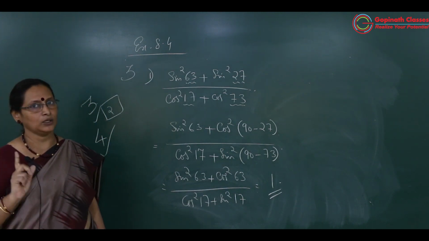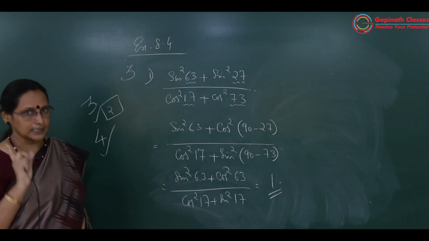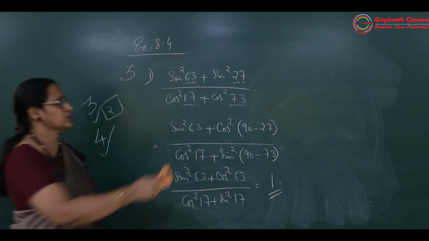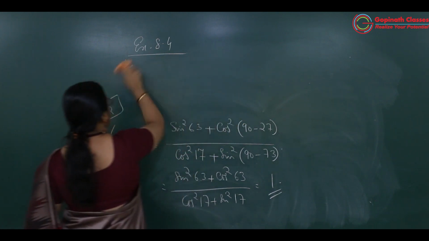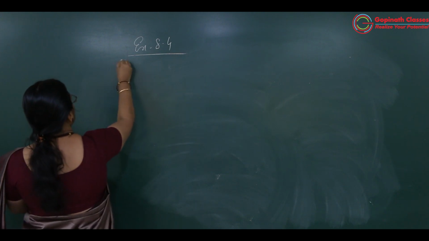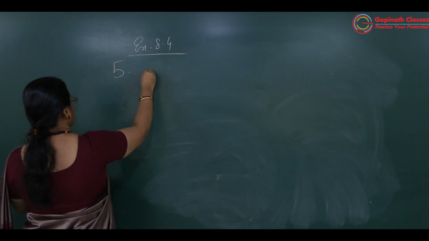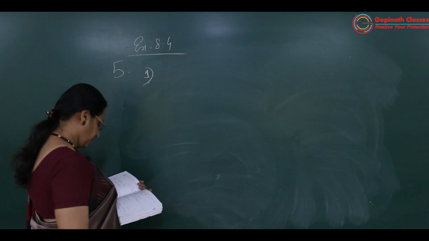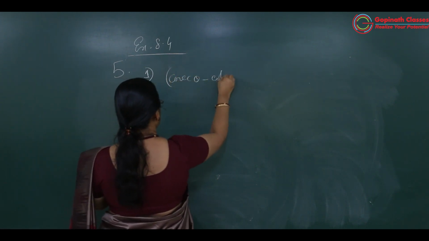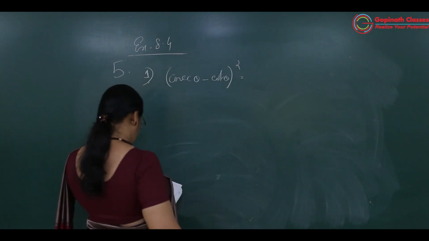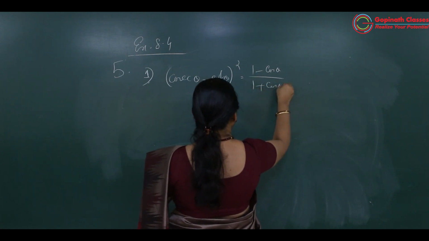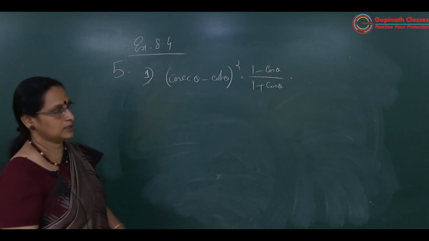So, main question number 1, 2, 3, first one I did. 3 ka second one you have to try, and main question number 4, which is MCQ question, that also you have to try. Now, the fifth one I am explaining, main question number 5. We have to prove identity. Look at the first one. Prove that cosec theta minus cot theta the whole square is equal to 1 minus cos theta upon 1 plus cos theta. We have to prove it.